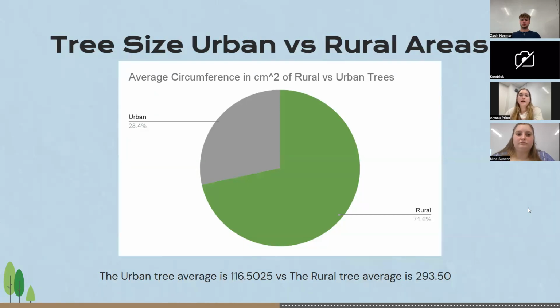And then another thing we looked at was the tree size with urban versus rural areas. And when we looked at it, the rural areas typically have almost by 75% an average circumference that is way higher. And the bottom is like the average is 116 for urban and the rural is 293.